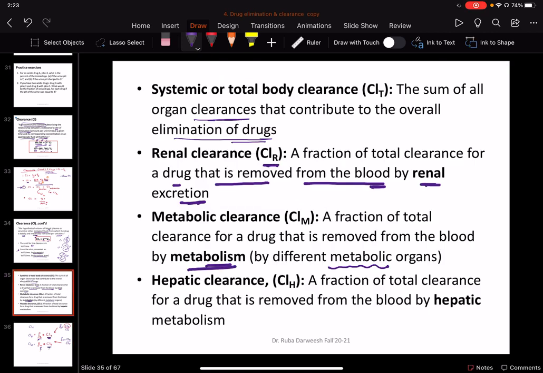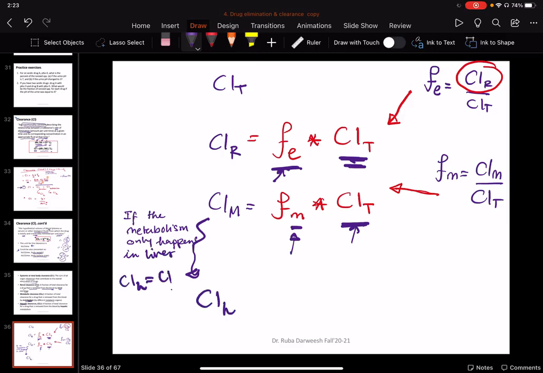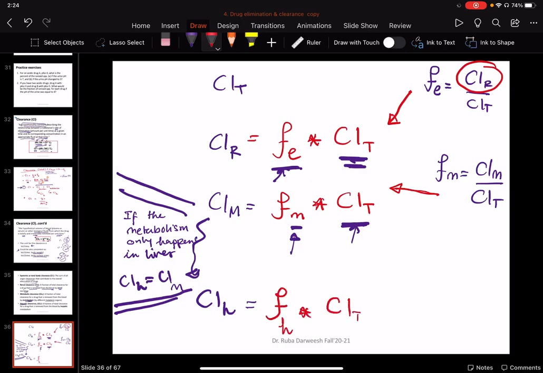And when we are talking about hepatic clearance, again, let me write it, if the metabolism only happens in the liver, then by default the hepatic clearance would be equal to the metabolic clearance. If not, then the hepatic clearance would be part of the metabolic clearance, and this would be equal to the fraction of the hepatic metabolism multiplied by the total, right?